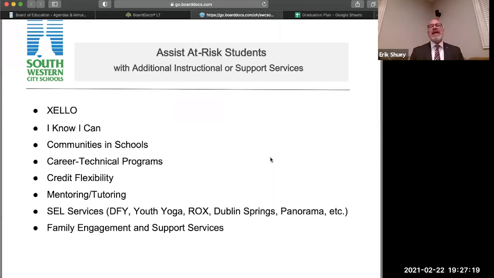So as far as assisting at-risk students, we do have a really robust set of instructional or support services. And just to name a few, Zello, which is our replacement for Naviance. Zello is coming in and we are using it in the same vein that we use Naviance. It just happens to be a more engaging platform to really help students explore and plan around college and career readiness. And obviously part of that planning is when you're planning your future outside of high school, you actually have to get through high school. So it also includes that plan.